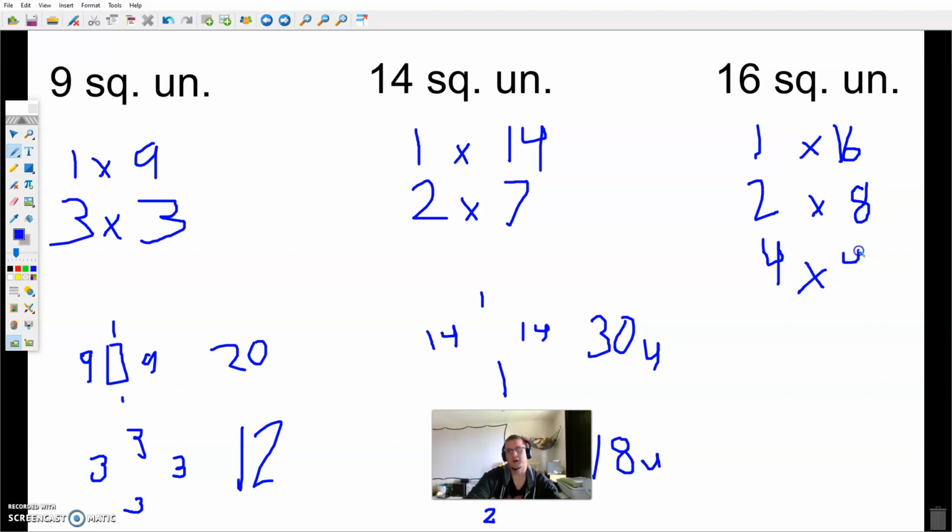4 by 4. So 1 and 16, if you think about that, 1 plus 16 is 17, and 17 plus 17 is 34. So this one would have a perimeter of 34. 2 plus 8 is 10, and then 2 of those would be 20. So the 2 by 8 would get us a perimeter of 20. And 4 plus 4 is 8 times 2 would get us a perimeter of 16. So again, all the same area, but they yield us 3 different perimeters.